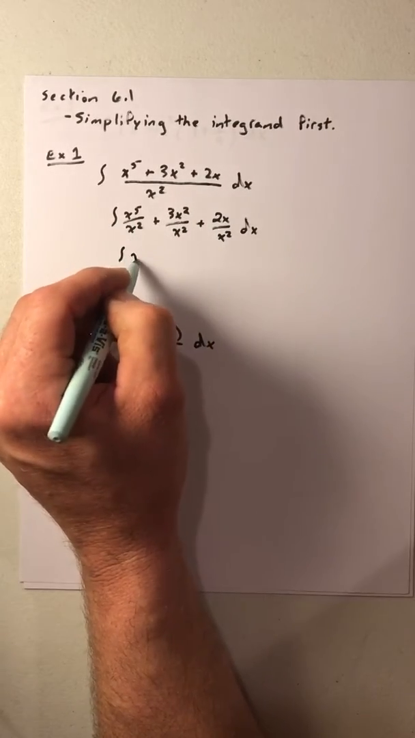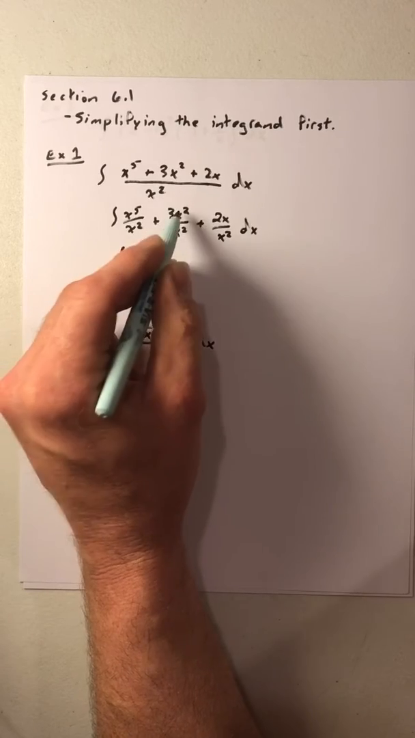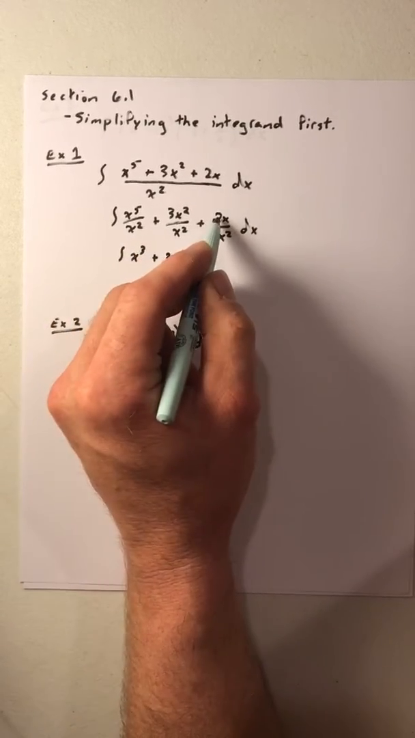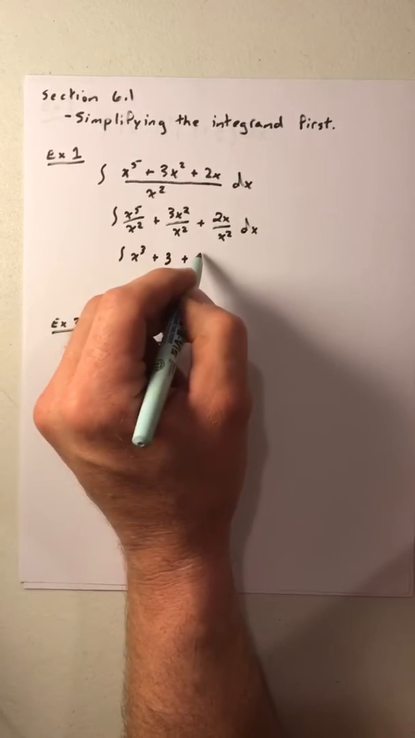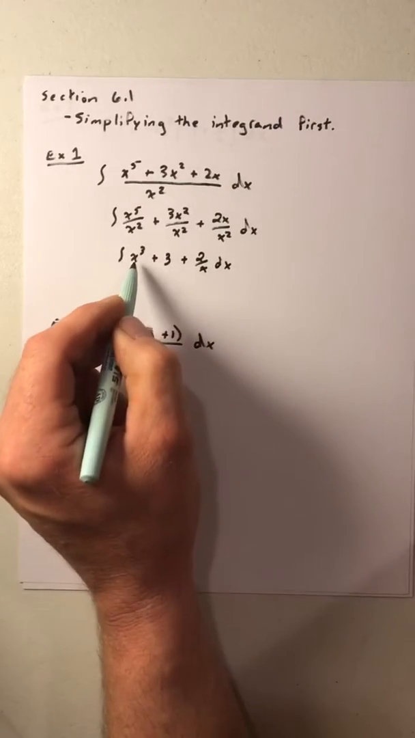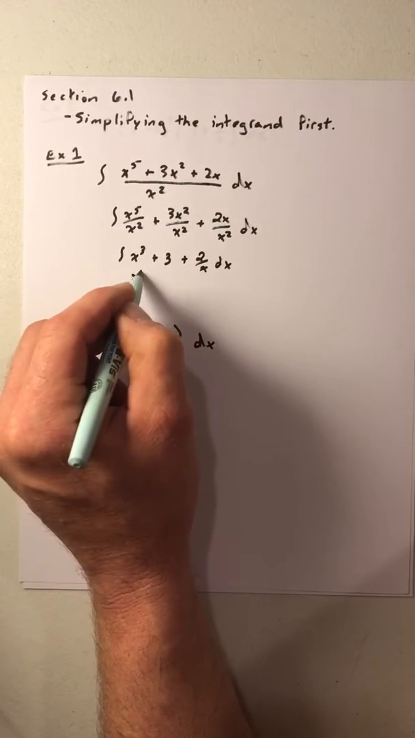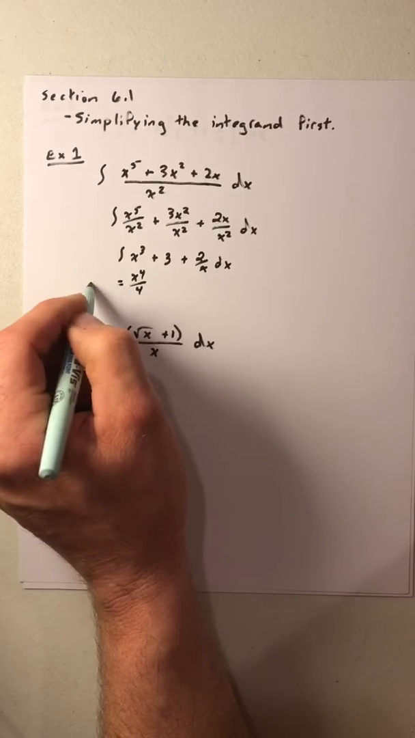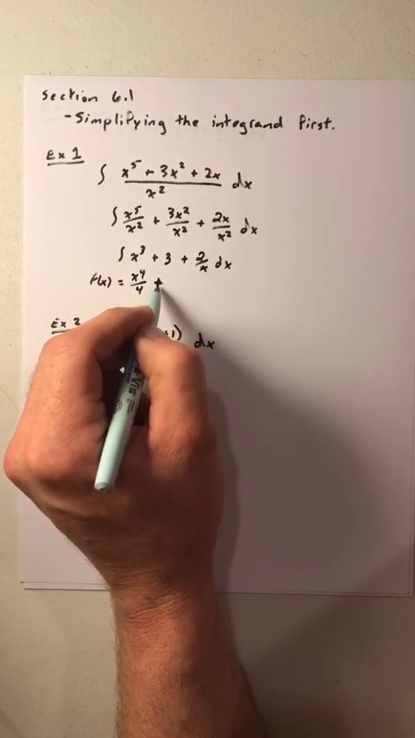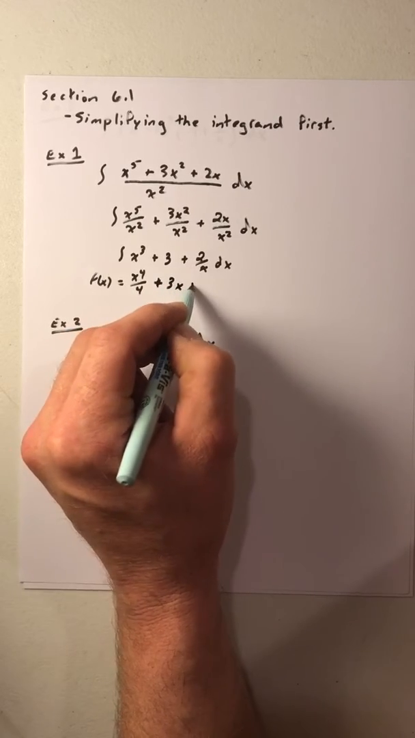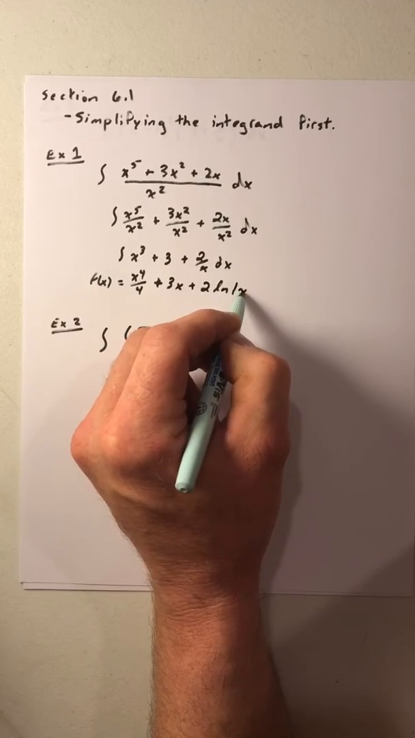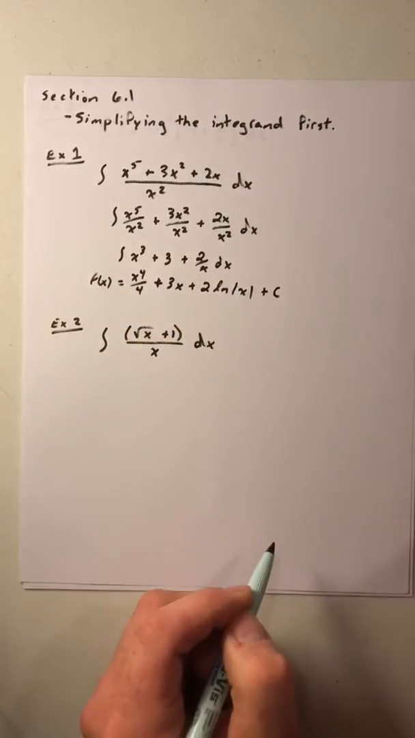X to the fifth divided by x squared gives us x to the third. 3x squared divided by x squared gives us 3. And the 2x divided by x squared gives us 2 over x, dx. Integrating, we have x to the fourth over 4. This is our original function, remember. Plus the integration of 3 gives us 3x, plus 2 over x gives us 2 natural log of the absolute value of x, plus c.